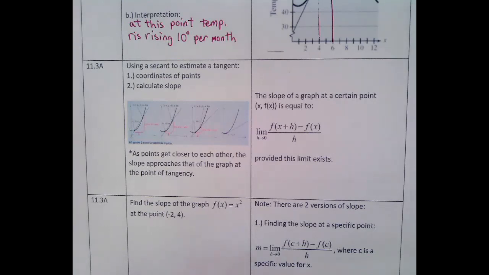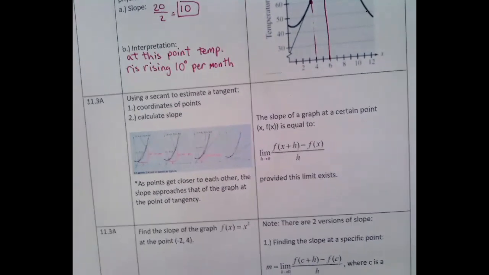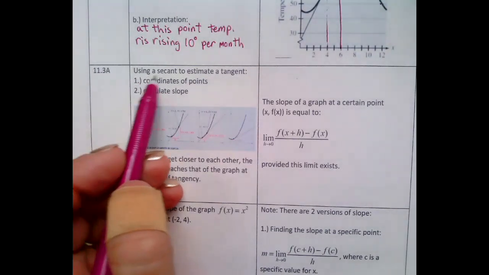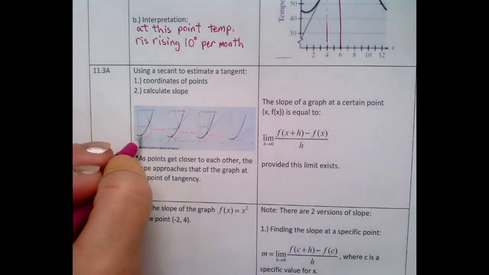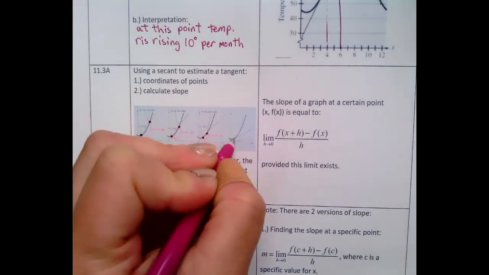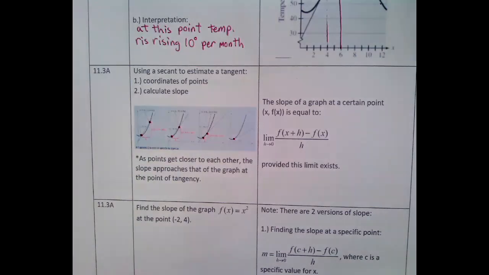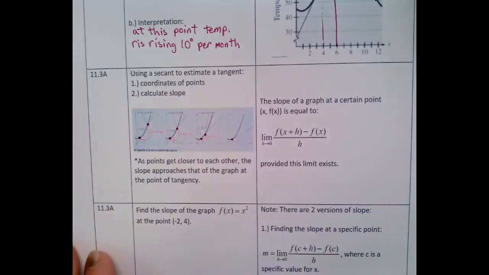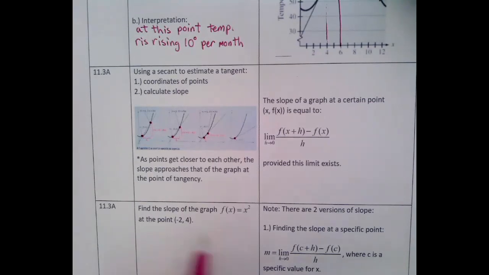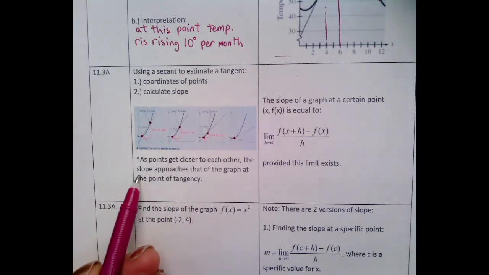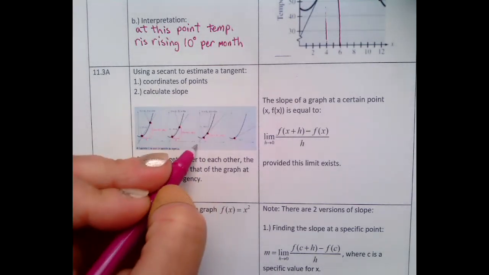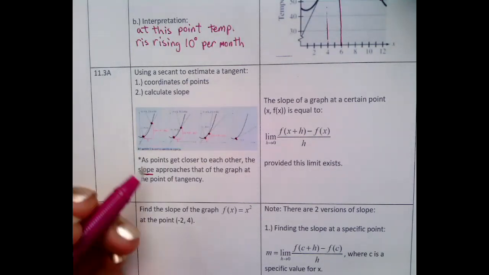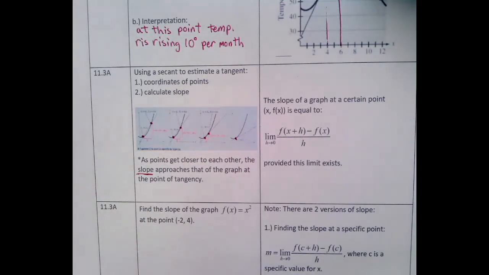Now we're going to actually start talking about how to find limits and how limits and slopes correlate to one another. This says using a secant to estimate a tangent. The first thing is we're going to find the coordinates of points. Here you can see that we're finding the coordinates of different points, there to there, there to there, and you notice that these get closer and closer until finally we're just at one point. It doesn't matter what those numbers are; it's just showing you the method. As the points get closer and closer to each other, the slope approaches that of the graph at the tangency. As we find this slope and this slope, finally to this slope, these get really close to each other and they approach the tangency.